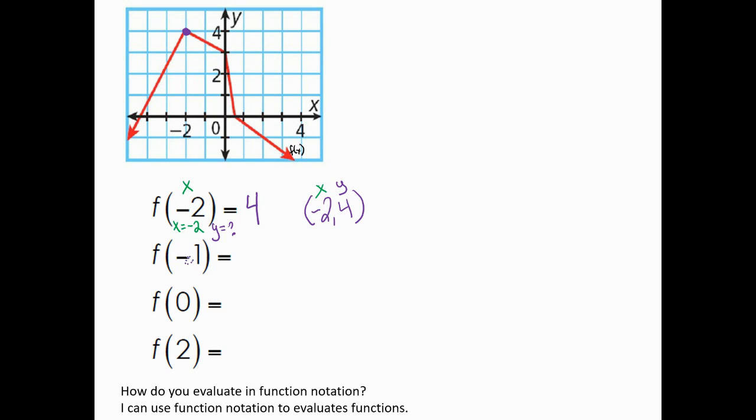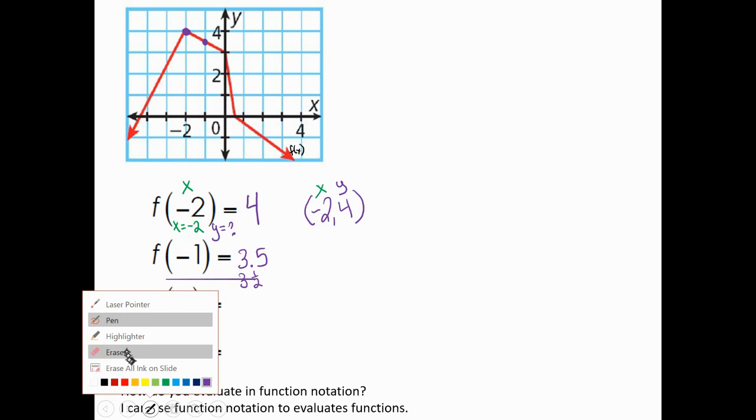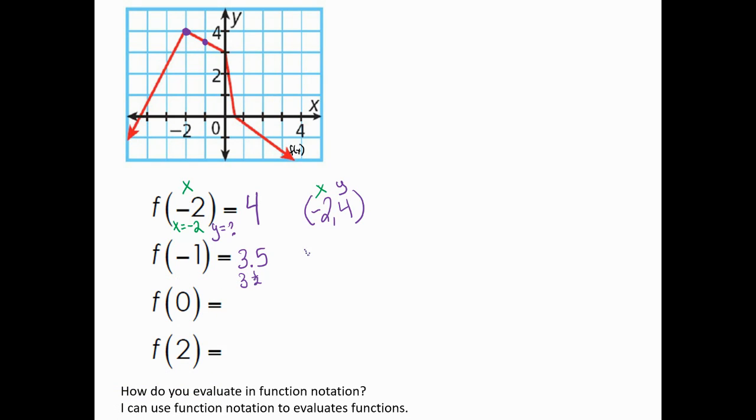If our x, our input, is at -1, we're going to go up and try to figure out our output. That one's a little tricky because it's kind of in the middle. It's between 3 and 4. I would say it's 3.5. So you could write it as an ordered pair. It's going to be (-1, 3.5).